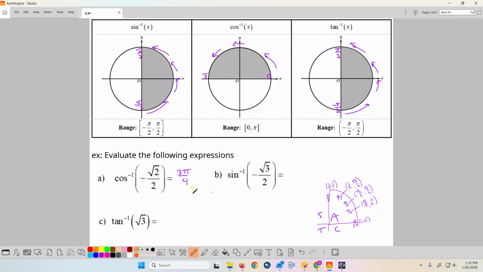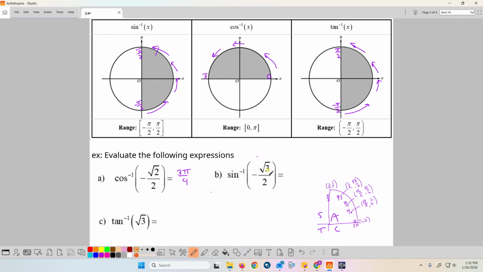Okay. The next question is here. We have the arc sine of negative radical 3 over 2. Now I notice that this is a negative, so that's important. But where do we get a sine value of radical 3 over 2? And I see that happening right here at the pi over 3. Okay, so since the inverse sine has that restriction from negative pi over 2 to pi over 2, and I see that happening right here at pi over 3, that's important.